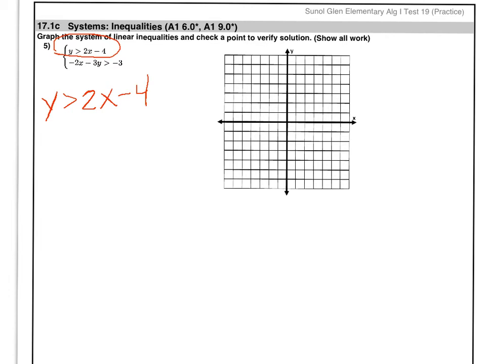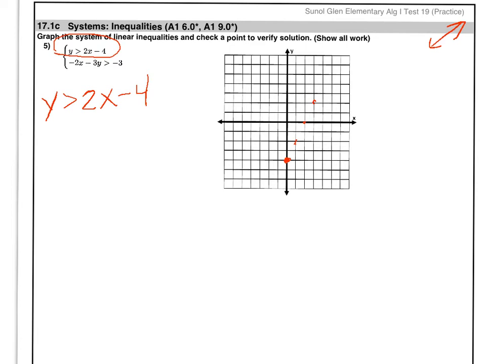Okay, and so the intercept is a negative 4. So I'm going to find negative 4, 1, 2, 3, 4, somewhere right around there. Okay, and the slope is 2 over 1. It's positive. Positive slopes go up and to the right. So I want to make sure that I count up and run 1 in a positive direction. Up 2, over 1. Up 2, over 1. Up 2, over 1.